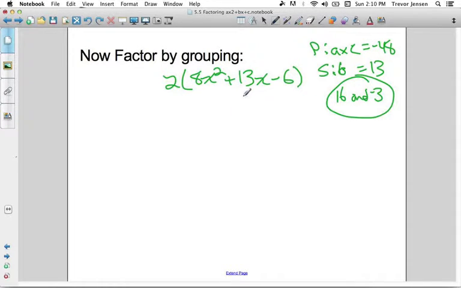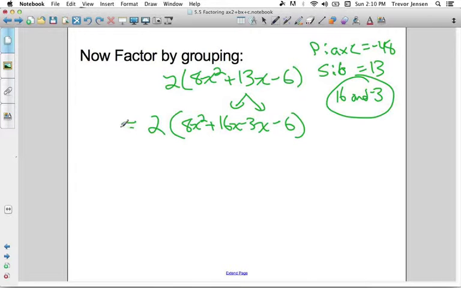I discovered that the numbers that do that are 16 and negative 3. So I want to break up this middle term in this quadratic into 16x minus 3x, and leave the rest of the quadratic the same. And don't forget to leave that 2 out front. Okay, it can't just disappear. Now I need to break up this quadratic into two groups, the same way I did before. I'm going to have a bigger set of brackets here just so you remember that there's a 2 being multiplied by this whole thing out front.